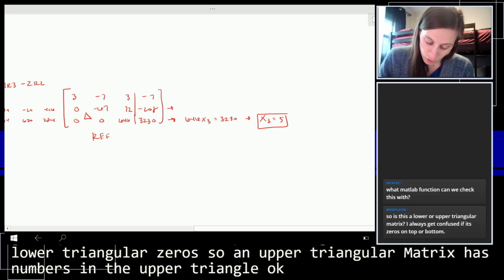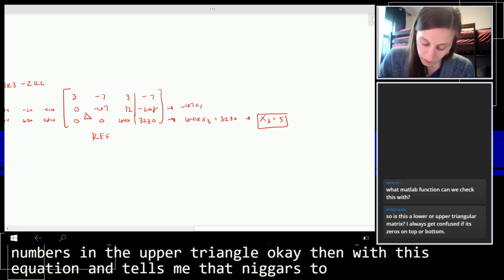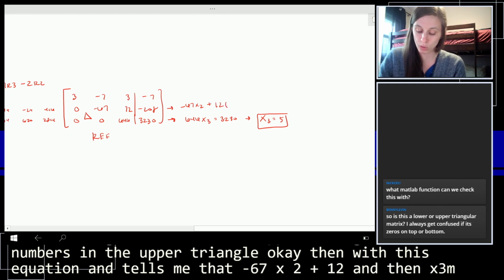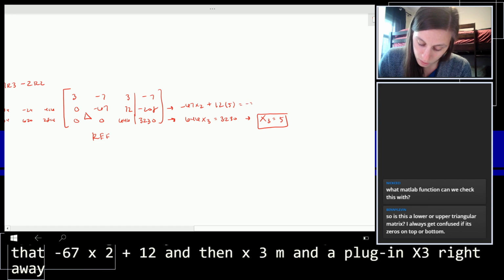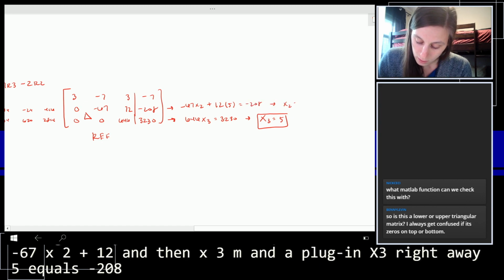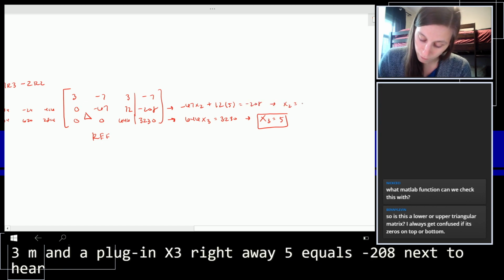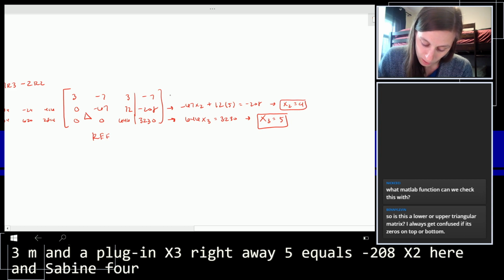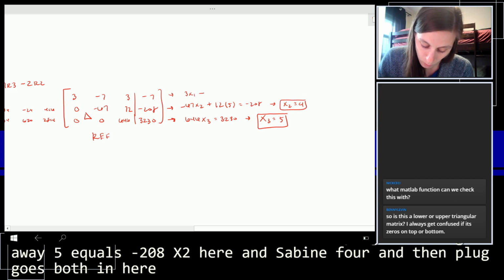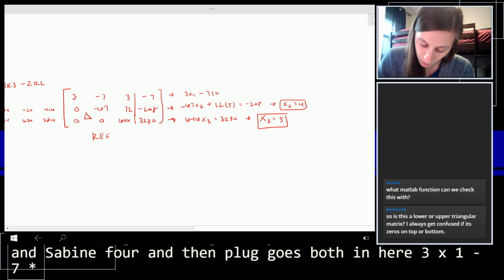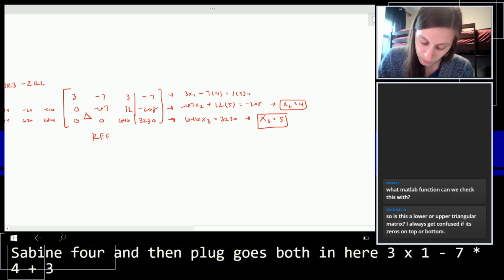Okay, then with this equation, it tells me that negative 67x2 plus 12, and then x3, I'm going to plug in x3 right away, 5, equals negative 208. x2 here ends up being 4. And then plug those both in here. 3x1 minus 7 times 4 plus 3 times 5 equals negative 7.